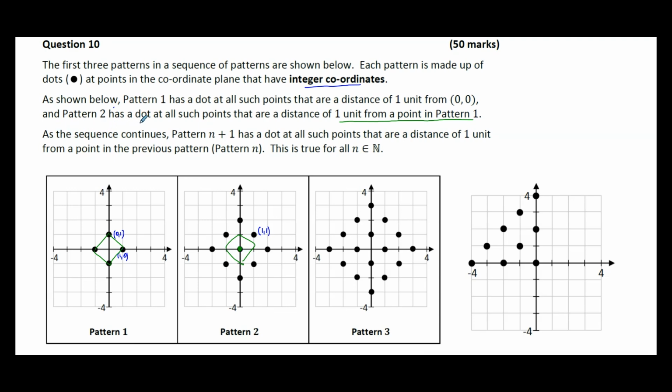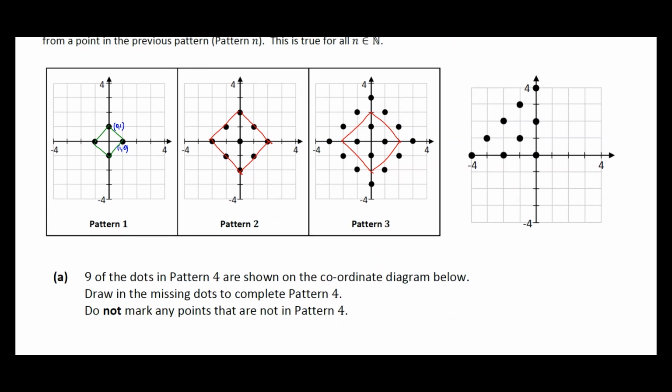As the sequence continues, the pattern n plus 1, so any next one, has a dot at all such points that are a distance of 1 unit from a point in the previous pattern. So again, if I'm looking at pattern 3, let's remove that so that we don't get confused. So this is my pattern 2. And as you can see, this is where pattern 2 is. It doesn't have dots, yeah? So 1 unit, 1 unit. Yeah, so that's the idea.